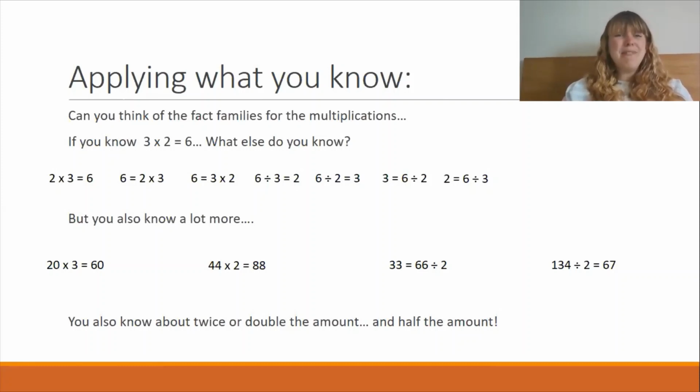But then, if you know 3 lots of 2 is 6, you also know an awful lot more. Well, you also know that 20 times 3 is 60. So instead of 2 times 3, you know 20 times 3. You also know that 44 times 2 is 88. You also know that 33 is the same as 66 divided by 2. You also know that 134 divided by 2 is 67.